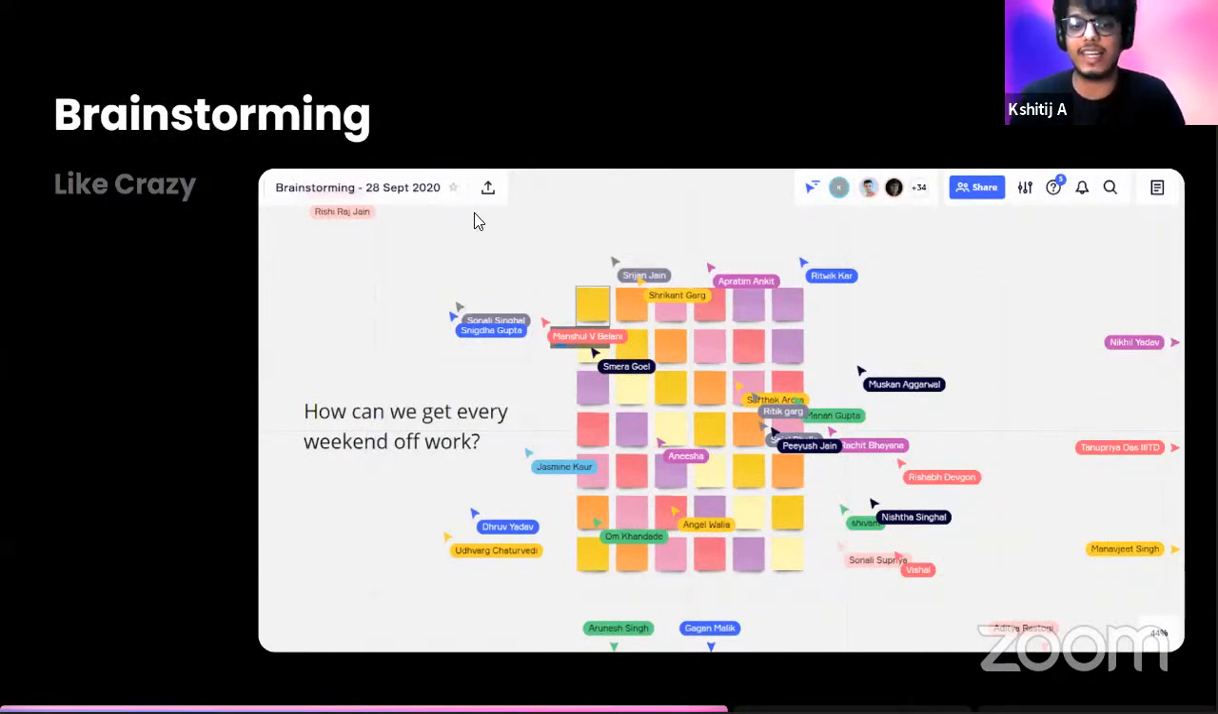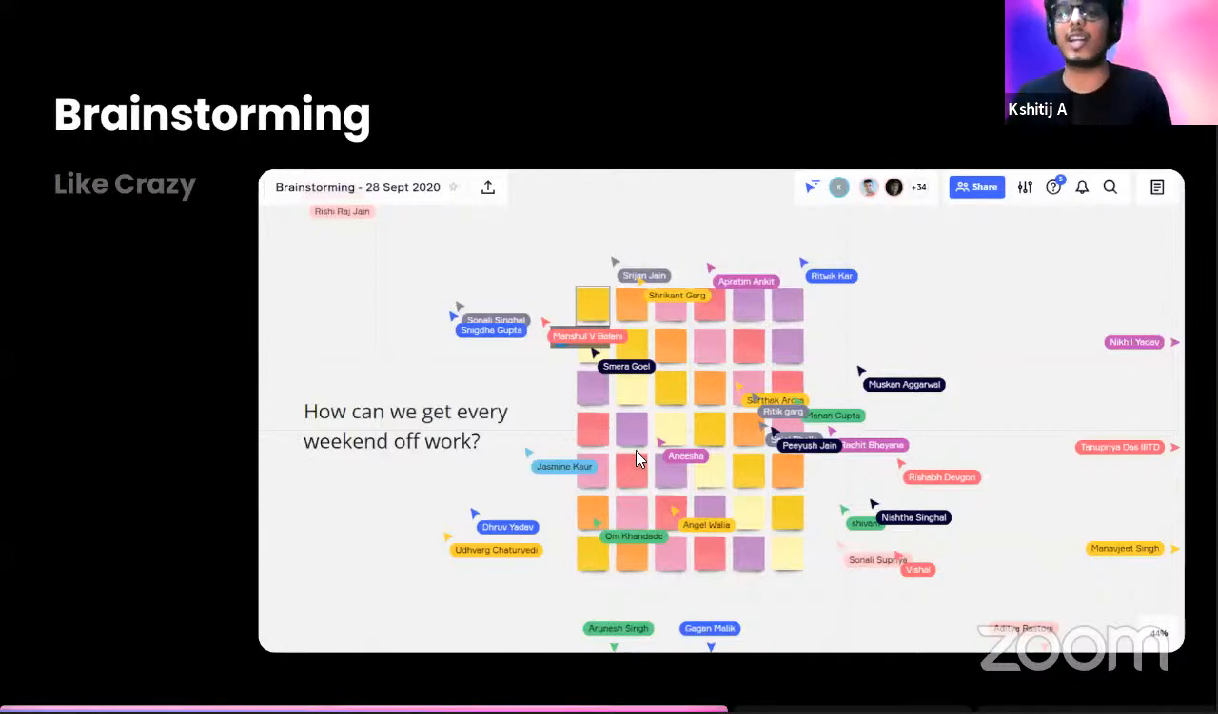The question was, how can we get every weekend off work? So just a random question, and everyone just came on the board and put down their ideas. This is something that you can do on Figma as well, FigJam. I'm not sure if it was taught in the previous session, but just look it up. And whenever you're creating solutions, just write them down and just fill the whole board.